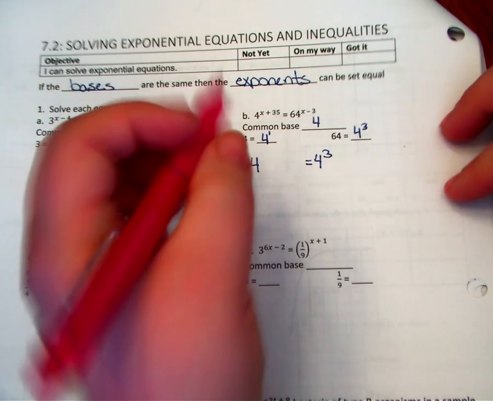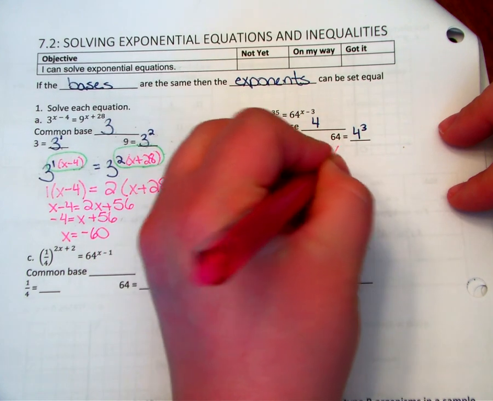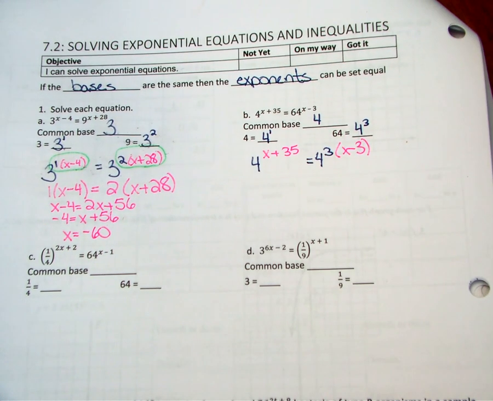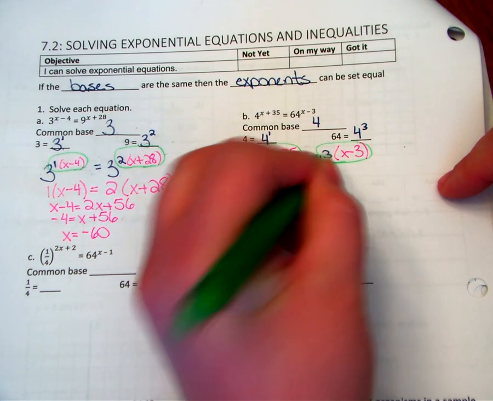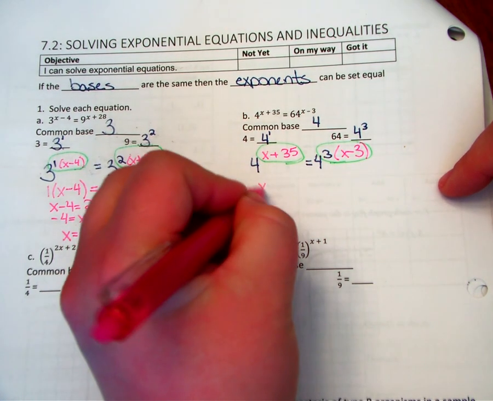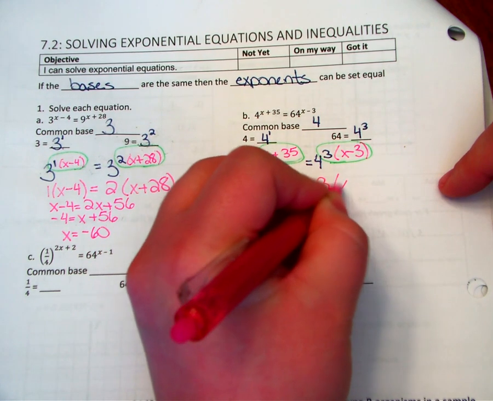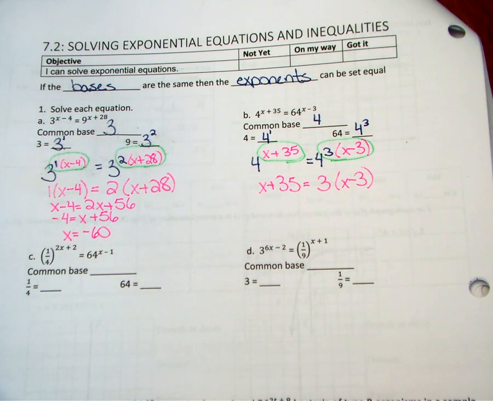And now we're going to plug in our original exponents. X plus 35. Don't forget your parentheses. X minus 3. The bases are the same, so that means I'm going to set the exponents equal to each other. So this exponent is going to equal this exponent. So I have x plus 35 equals 3 times x minus 3. I need to distribute that 3 across.